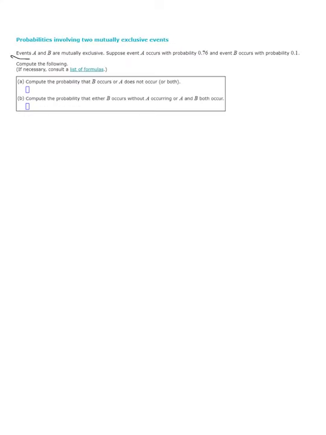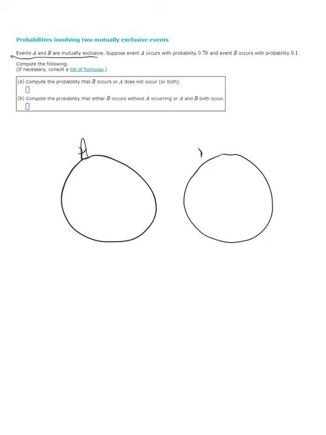It says events A and B are mutually exclusive. Okay, so when I work a problem like this, this is what I do. There's event A, and there's event B. If they're mutually exclusive, that's what they're going to look like. Event A occurs with that much probability. Event B occurs with this much probability.